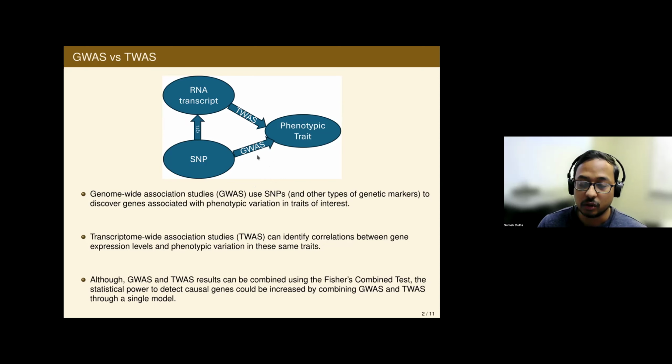In practice, GWAS and TWAS are done separately, where the phenotypic traits are either regressed on SNPs or on the RNA transcripts. So they can be combined. These two separate analyses can be combined using the Fisher's combined test, but the statistical power to detect causal genes could be increased by combining the GWAS and TWAS through a single regression model. And that's what we're going to discuss next.